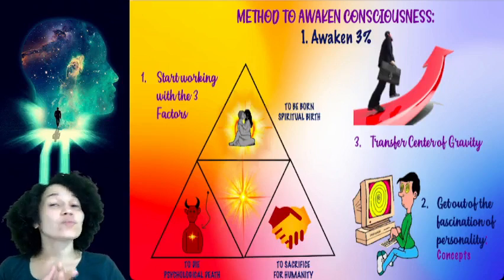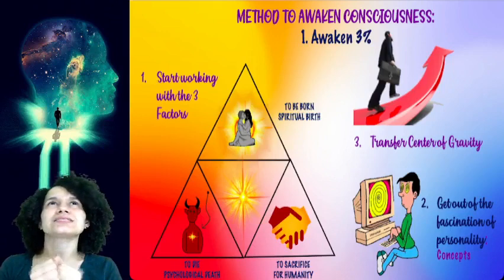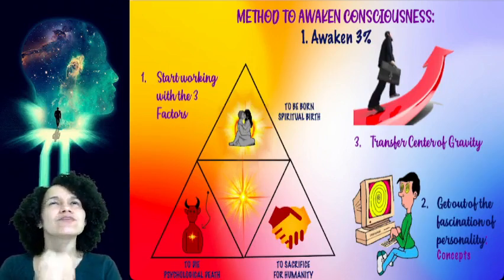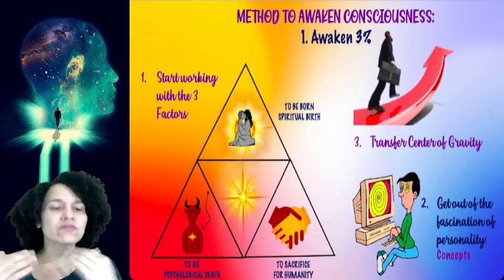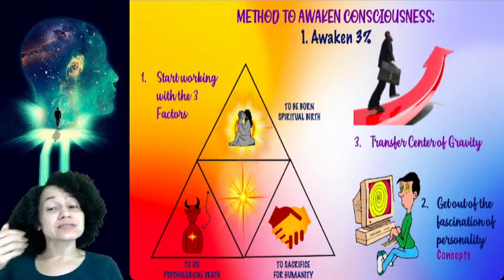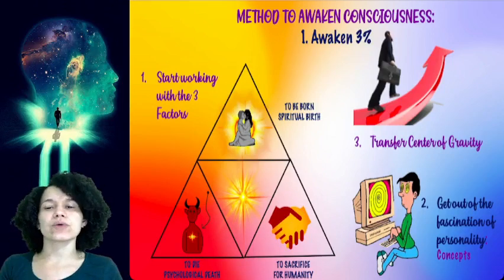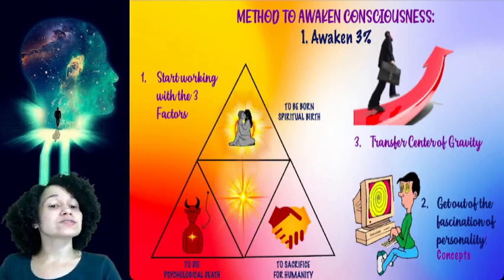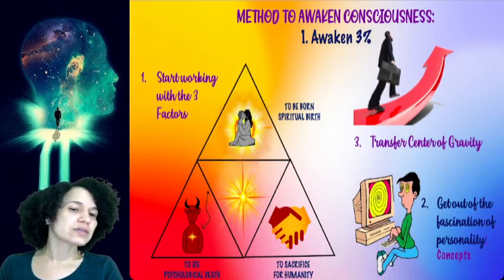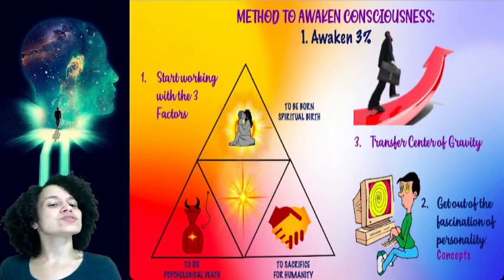And when we start giving less power, importance, energy, and time to the things of the personality, then we can start achieving the third work to awaken the 3%, which is to transfer our center of gravity that is currently only revolving around the things of the personality. We are going to move it to consciousness.